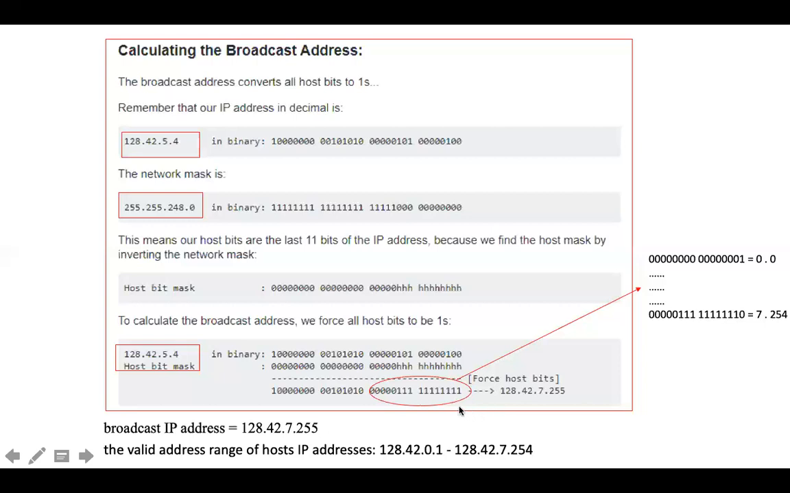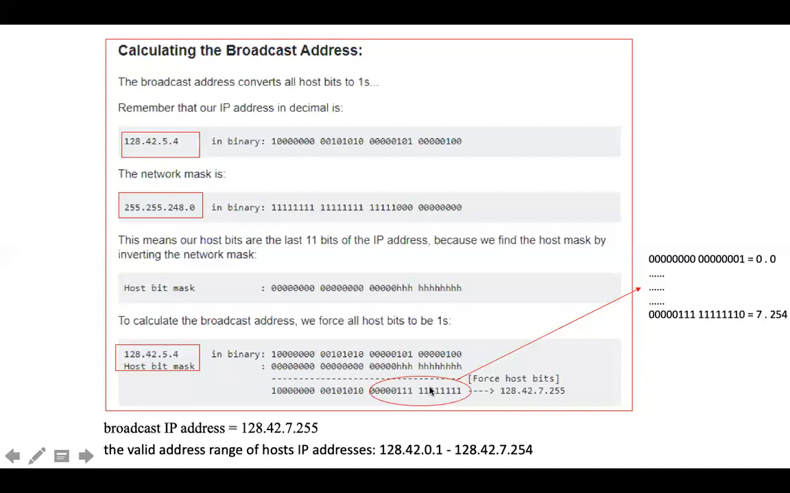So by forcing all host bits to 1, you will get this value. And then you convert to decimal, you will get 128.42.7.255. So this is the broadcast IP address. And the valid address range of host IP addresses is from 128.42.0.1 until 128.42.7.254. How do you get this value?